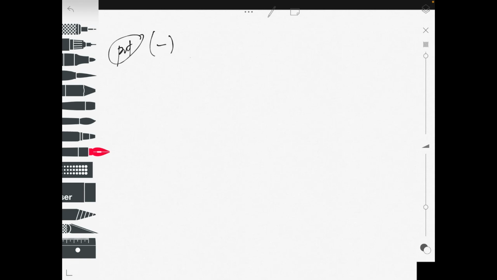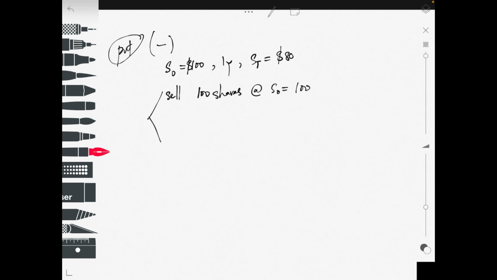So why is the relation between interest rate and the put negative? Let me give you one example. Assume that today the stock price is $100, and after 1 year the stock price ST will be $80, so it's lower. That's why we buy the put, because we expect that the stock price will go down and we can earn a profit. Again, we have two strategies to do that. The first is that we simply sell 100 shares at S0 equal to $100.